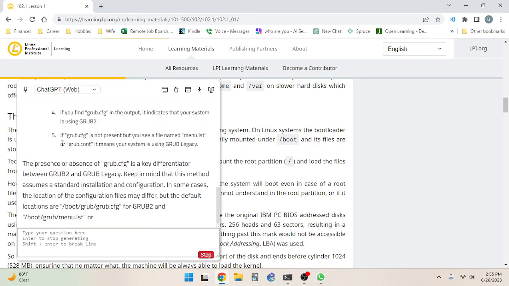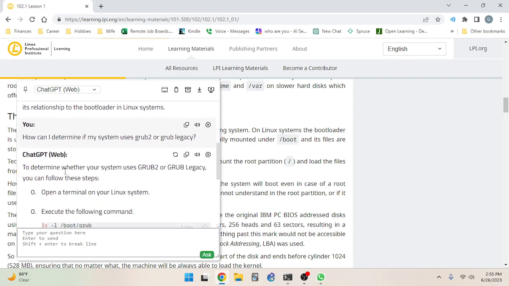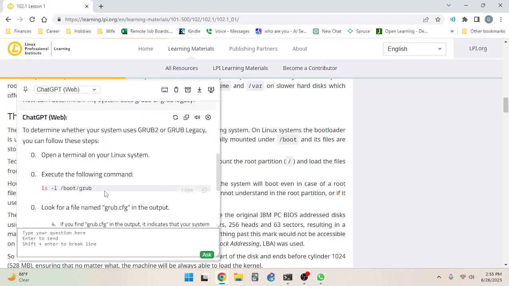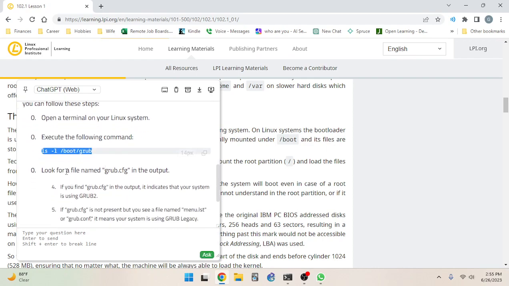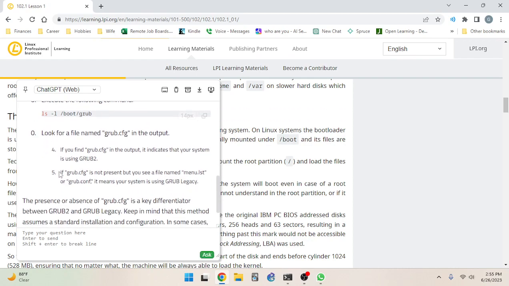Okay, so if we want to determine whether it uses the current or the legacy version, here's the command we need. Oh, so we look for the grub.cfg. Yep, I was on the right track. If we see it, then that means it's using grub 2.